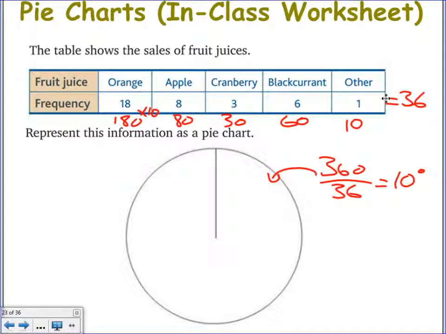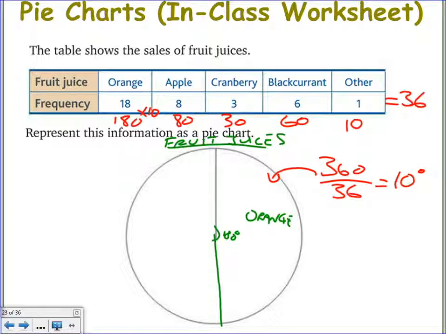And then from that point, you've got your reference line, you can plot your apples, cranberries, blackcurrants, and all the rest of it. Good. I'll let you just finish off. So if I carry on doing what I was doing, we draw a line down there, it's 180 degrees, and we call it orange. Everyone got a title? Needs a title. Call it something. I'll call mine, I don't know, fruit juices. Okay.